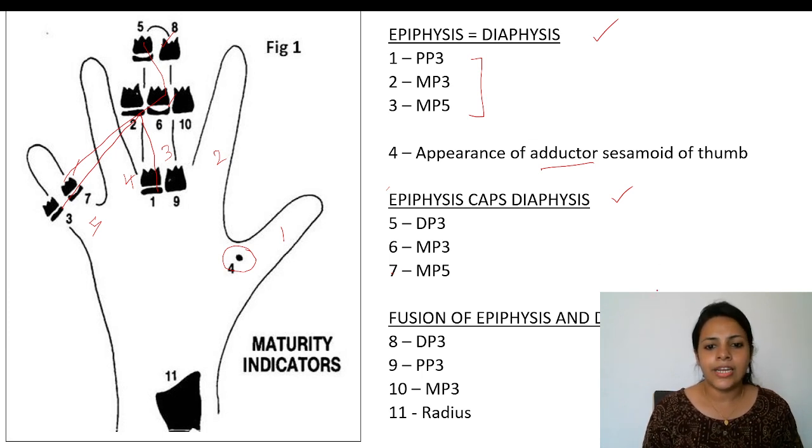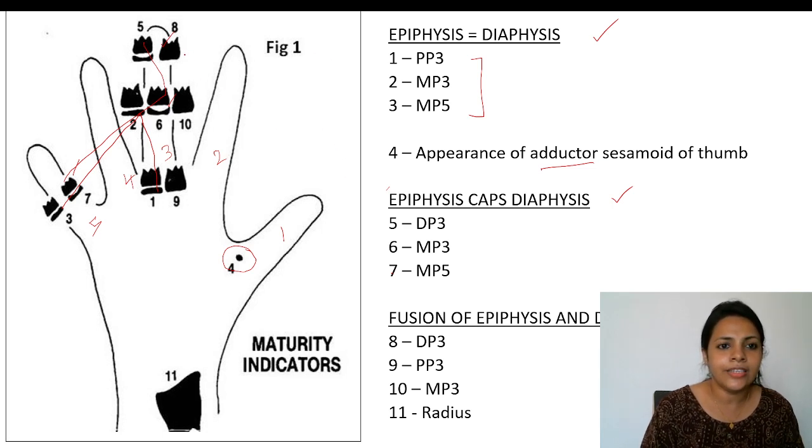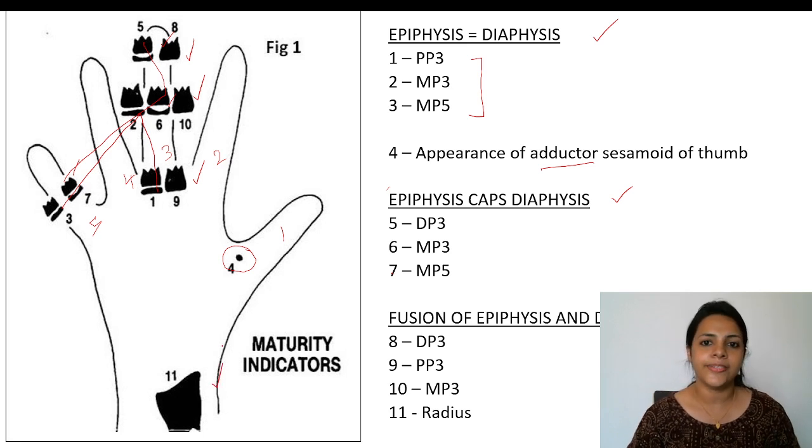Then comes the next stage, which is the fusion of epiphysis and the diaphysis. Under fusion of epiphysis and diaphysis, it starts from the distal phalanx of third finger, proximal phalanx of third finger, middle phalanx of third finger, all of the third finger only, and then down there is fusion of epiphysis and diaphysis of the radius. So those are the stages of Fishman's skeletal maturity index.